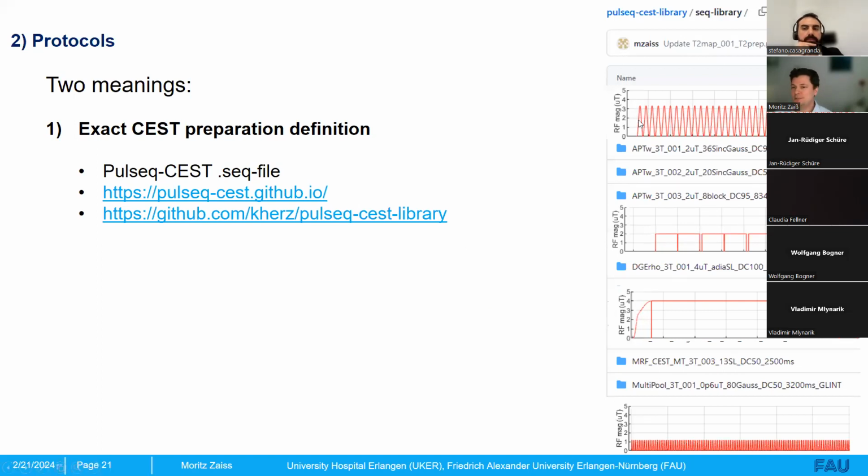Here you see, for example, a 2 microtesla B1 root mean square, but the peak amplitude is actually higher, and this can be confusing. So here you really know what you're doing.